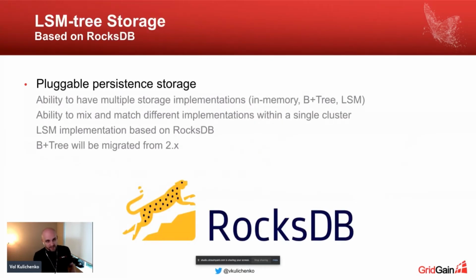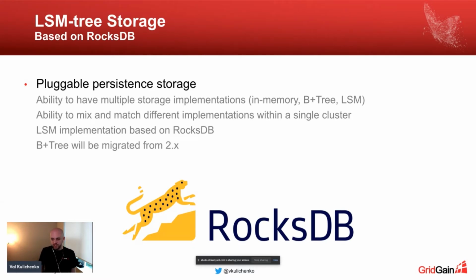All right, so the next feature is the LSM tree storage. Obviously, 2.x has persistence, and we want to have persistence in Ignite 3 as well, of course. What we currently did is, first of all, we made the persistence storage, or storage in general, for that matter, pluggable. So the architecture that Ignite 3 currently has allows to plug in different implementations of a storage. It's kind of abstracted behind certain interface if we're looking into the internal architecture.